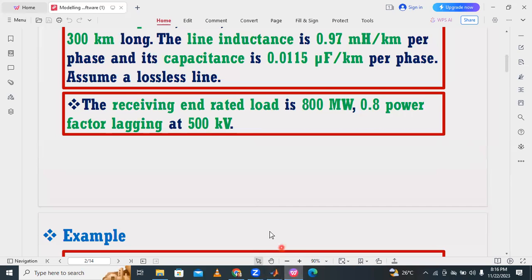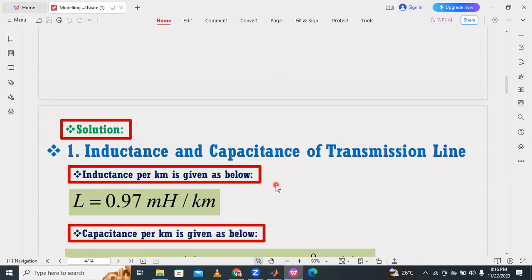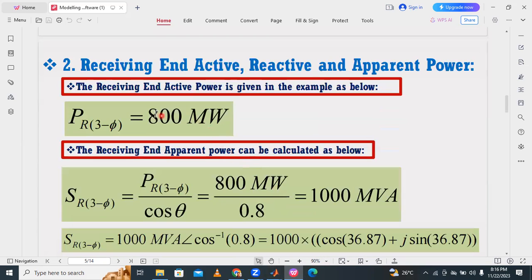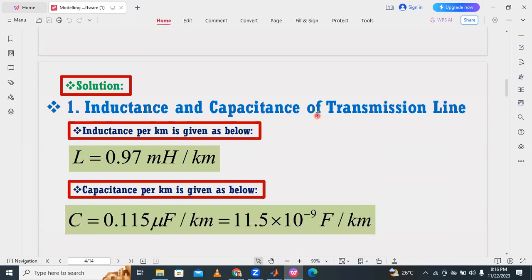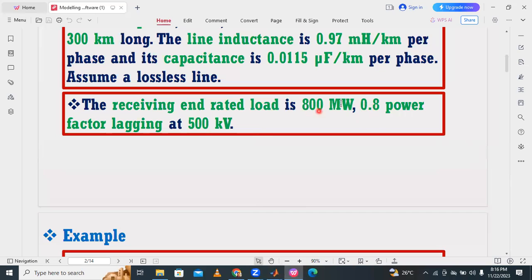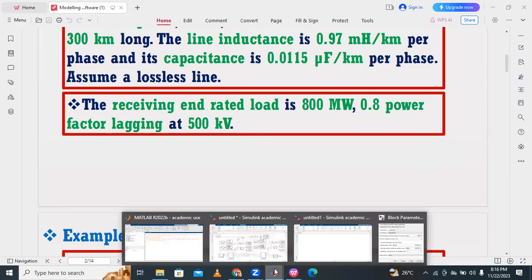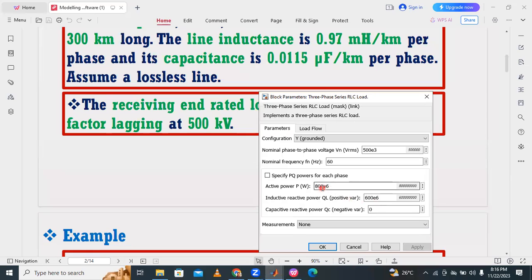We already calculated the active power at the receiving end side. What is the active power at the receiving end side? 800 megawatts. It is already given in the data, so enter 800 megawatts of active power here.